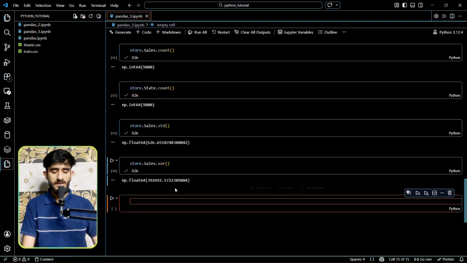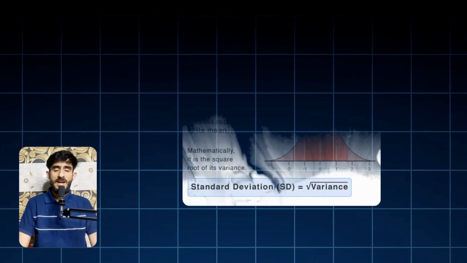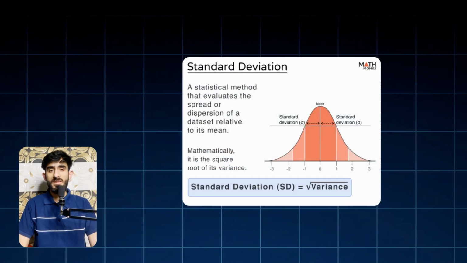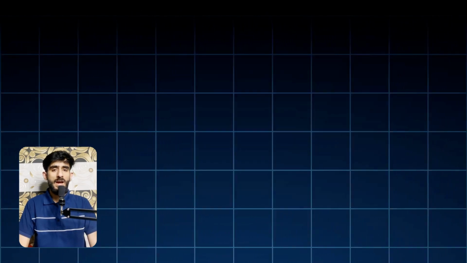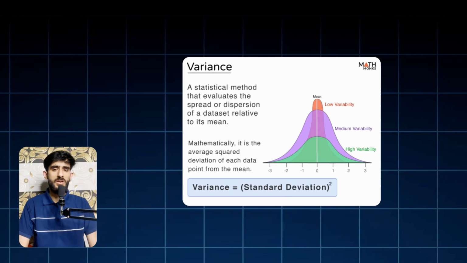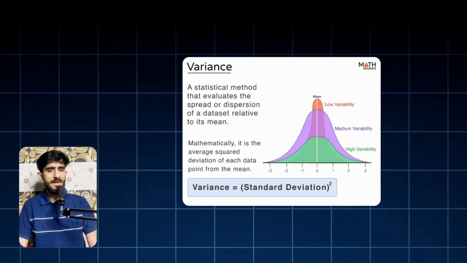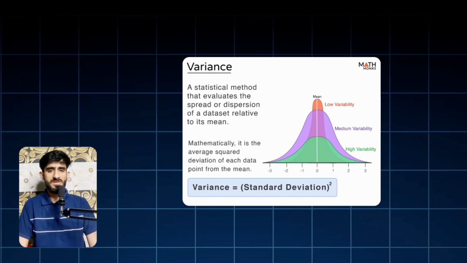Store.sales.variance gives the variance of our sales column. Standard deviation measures the amount of variation or dispersion in a set of values, and the variance is the average of the squared differences from the mean. It gives us an idea of how much the data points deviate from the mean.